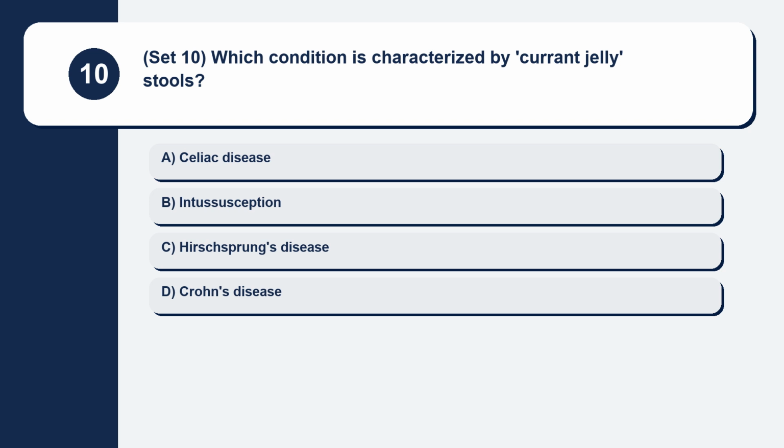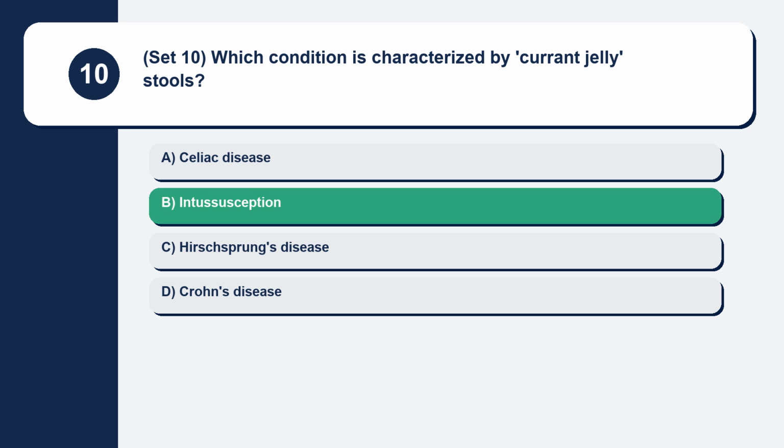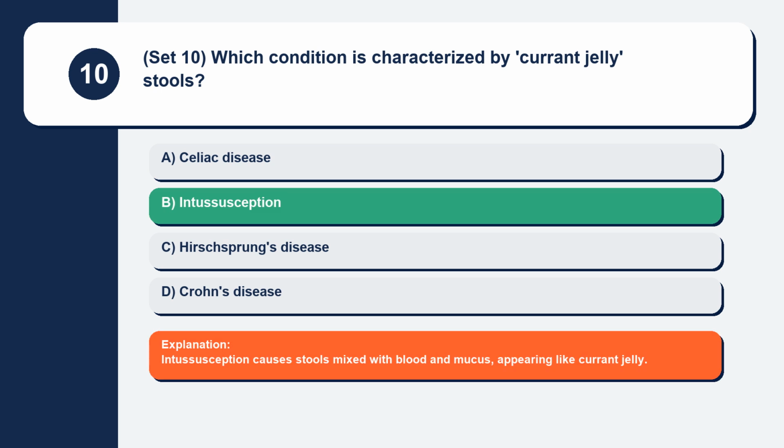Question 10. Set 10. Which condition is characterized by currant jelly stools? Celiac disease, intussusception, Hirschsprung's disease, Crohn's disease. Intussusception causes stools mixed with blood and mucus, appearing like currant jelly.